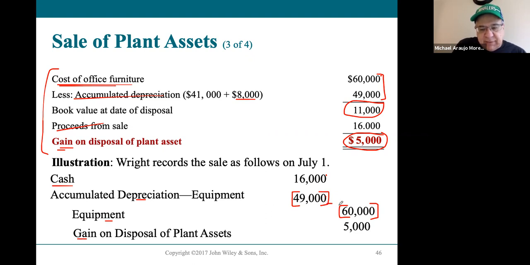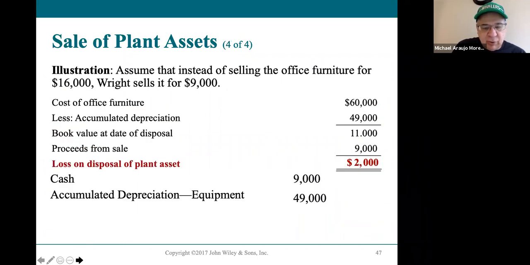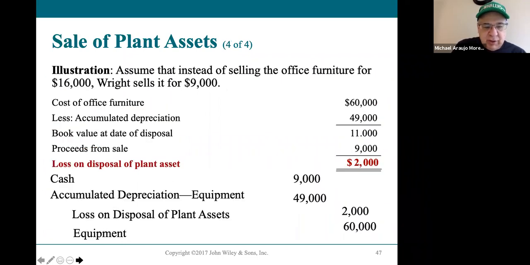Okay, because the difference is the $11,000. So in this case, this gain is going to be reported on the income statement. And that's basically what you need to know. So it's going to go on the income statement. Don't have to really get into too much information.